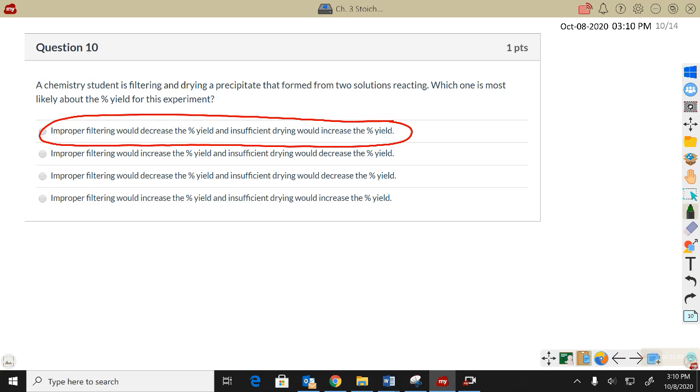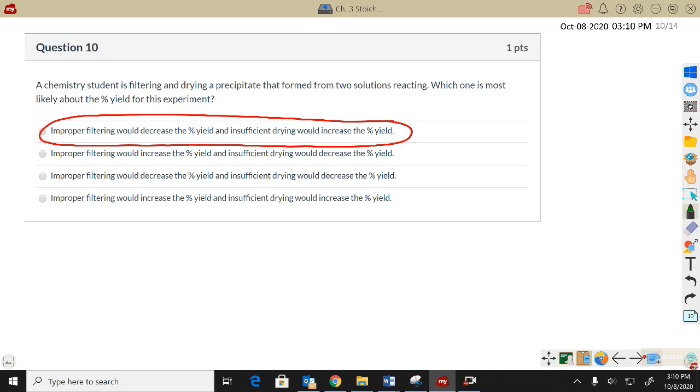And then finally, if we were collecting some precipitate, we should be able to discuss reasonable sources of error. A chemistry student is filtering and drying a precipitate that formed from two solutions reacting. Which one is most likely true about the percent yield for this reaction?